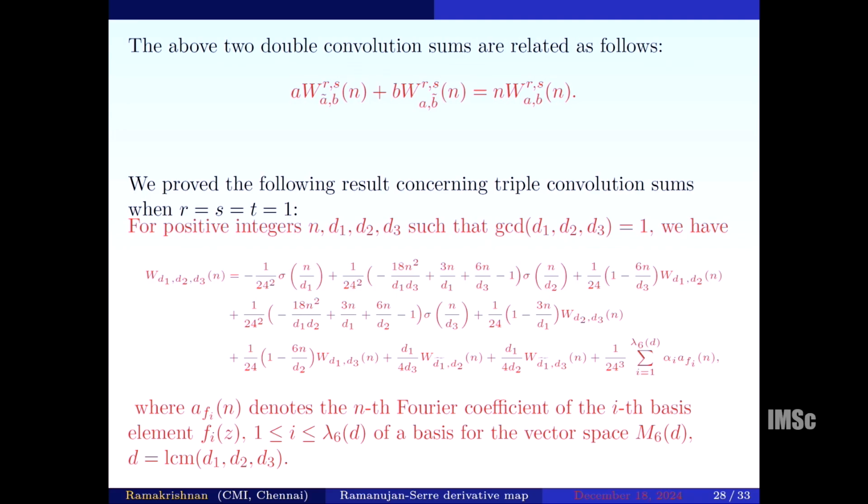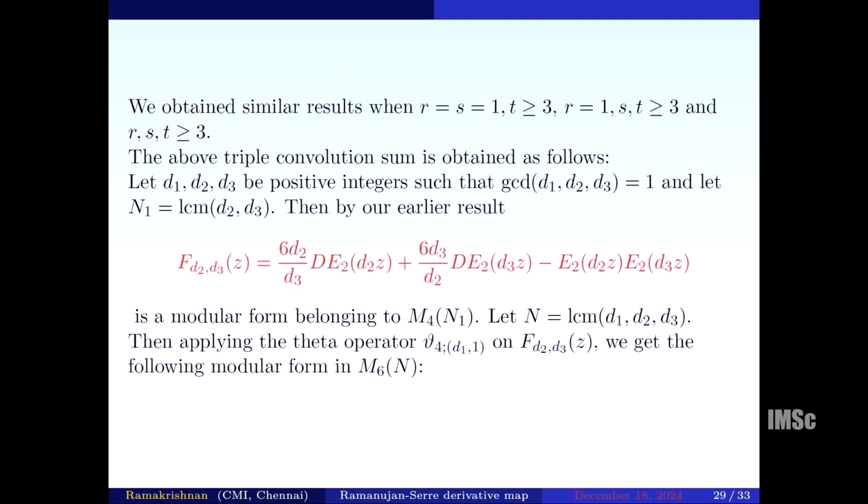We proved the following result concerning triple convolution sums. When you take R equal to S equal to 1 and T equal to 1, the W D1, D2, D3 is given by, again, a linear combination of basis elements of weight 6 and level D, where D is the LCM of D1, D2, D3. We obtained similar results when R is equal to S equal to 1 and T is greater than or equal to 3, and R equal to 1 and S and T greater than or equal to 3. There are two other cases. When all of them are greater than or equal to 3, directly one can use the modular form technique. Otherwise, we have to use this kind of method.